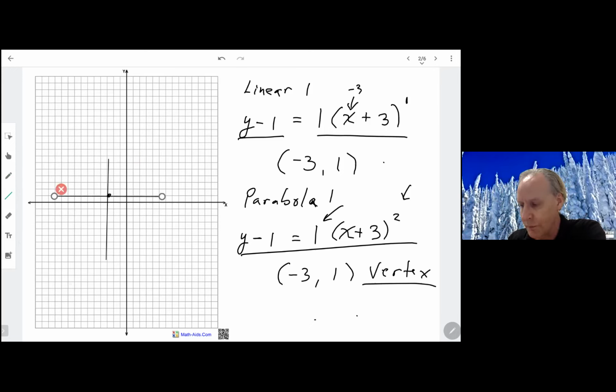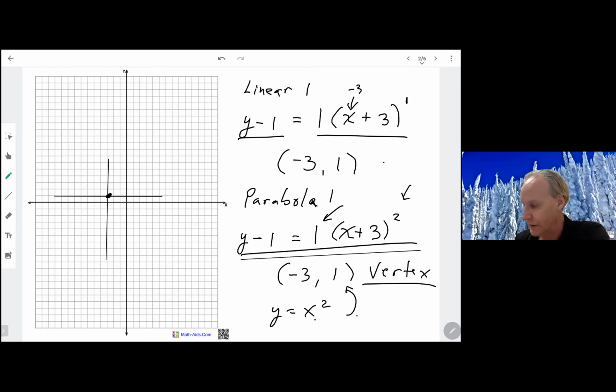So what I'm going to do is treat this like a new axis. And I'm going to graph this equation, which is the same as y equals x squared moved to here. And so I'm just going to graph y equals x squared as if my origin is right here.